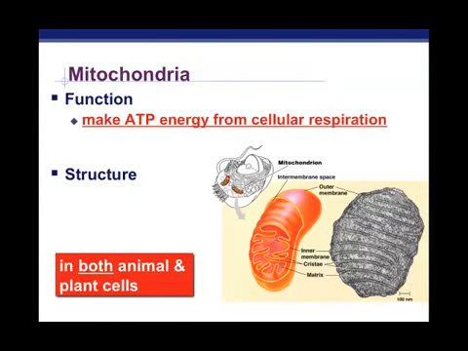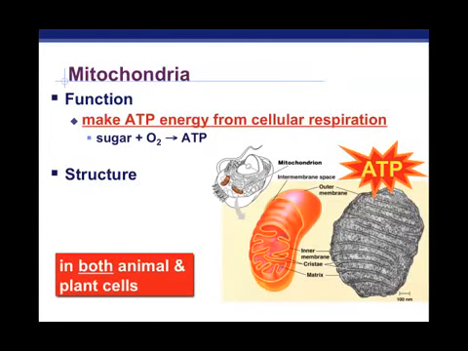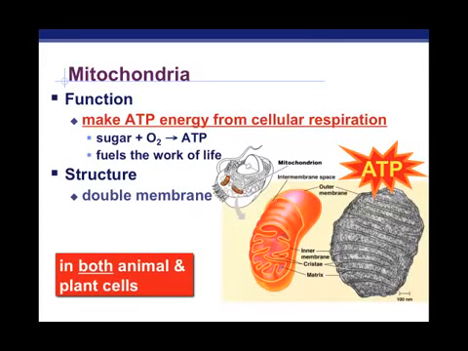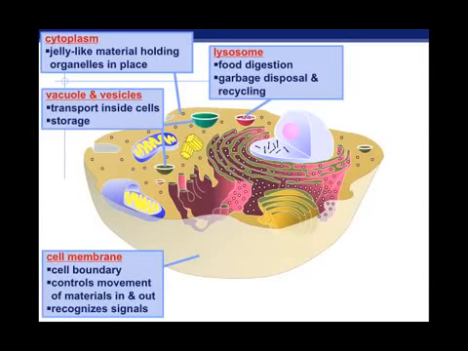Now we're going to look at mitochondria. They function to make ATP. They get sugar from the nutrition, oxygen from the breathing, and the two of them combine together to create ATP. That is your charged battery. Now, if you look inside the mitochondria, it's a double membrane layered sac, and it is in both animals and plants.